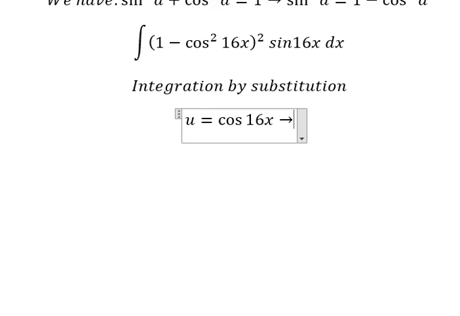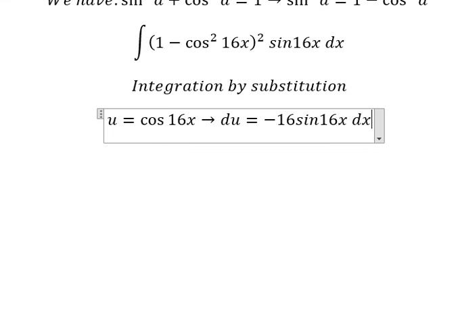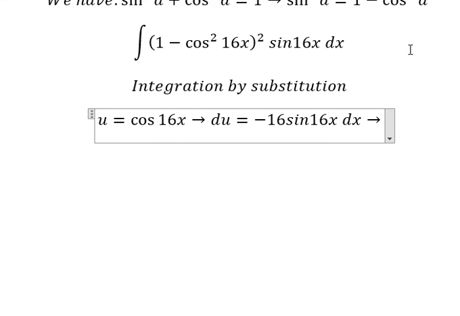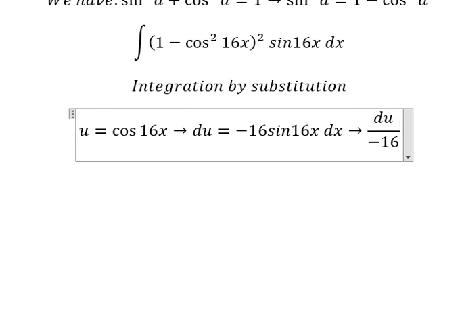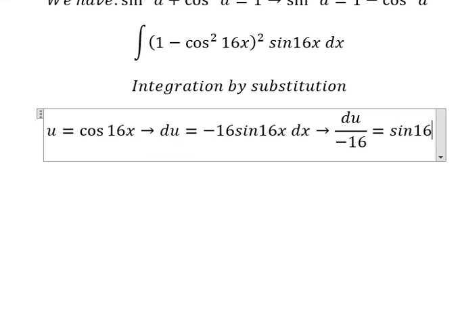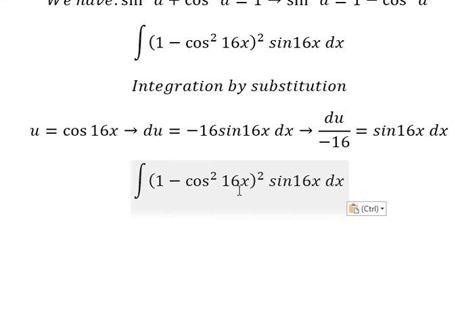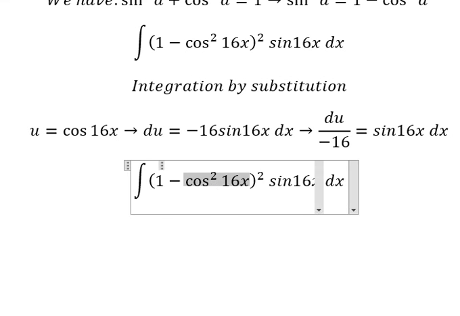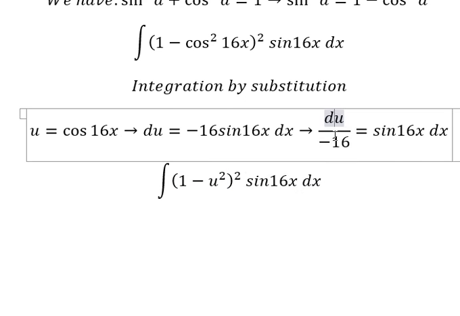Later, we first take the derivative of both sides. And we have it like this. Because we don't have negative 16, we need to divide both sides by negative 16. So this one we change by u, and we have u squared. This one we change by this one.